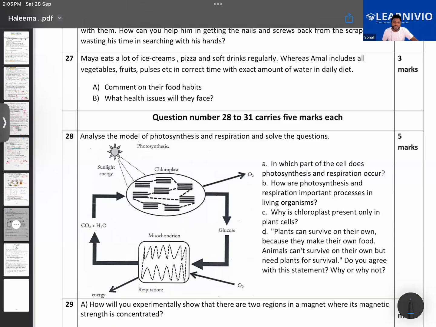All right. So Maya is eating lots of ice cream, pizza, and soft drinks on a daily basis, whereas Amal includes all the vegetables, pulses, fruits, etc. So Maya's diet includes these kinds of things, which is unbalanced and unhealthy. The food is unbalanced. It is not containing all the necessary nutrients.